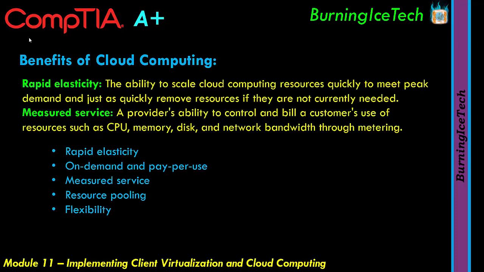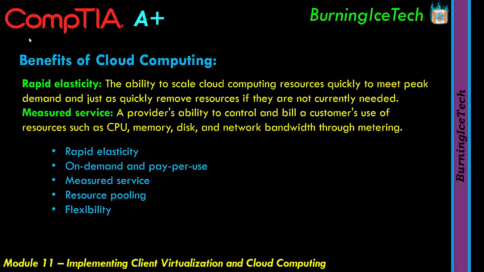Alright, so here we just have more of what we just said. Rapid elasticity: the ability to scale cloud computing resources quickly to meet peak demand, and just as quickly remove resources if they are not currently needed. So if I don't need it, you're going to remove it, because then you don't pay for it. And if I see I've got an unexpected spike in traffic, whether it's a website I'm hosting or anything else for that matter, you can very quickly increase those resources as needed. Where on premises, you might see that you need more, but it's going to take you a few days or weeks to get the job done.